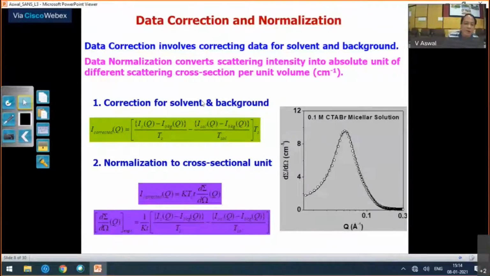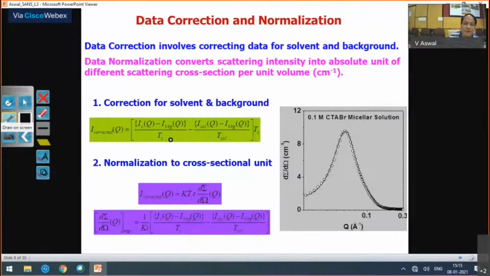And then how do you correct? This is the expression, and one can derive this expression also. This is the corrected intensity from the sample for solvent and background. So it is the solvent, and then you have the background term, divided by the transmission of the solvent. So you should also know the transmission of the sample and also the solvent. So this is the scattering intensity from the solvent minus background, divided by the transmission of the solvent, and this is the transmission of the sample. So this is the expression by which you can calculate the corrected intensity from the sample.